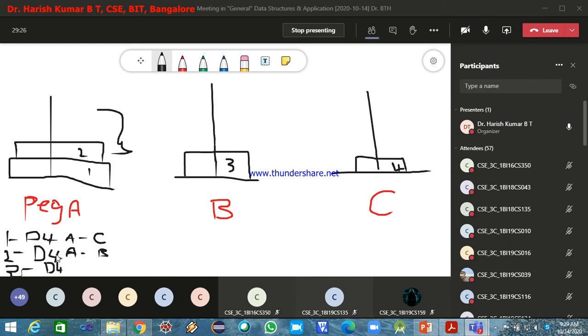I think I've written it wrong here. This is not D3, it is D4. It is D3, no? Yes, sir. So D3 from A to B we have done. Now we are trying to shift this D4 from C to B. Okay, we'll do that.